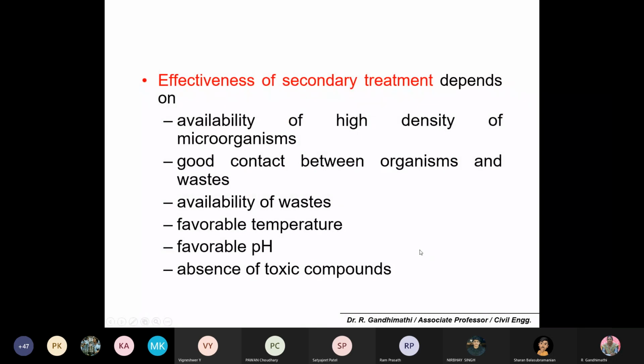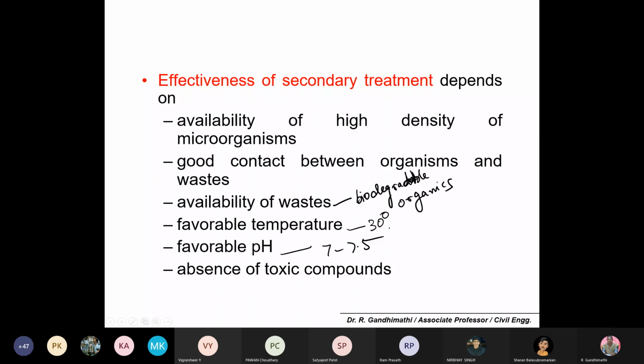Then the effectiveness of a secondary treatment system depends on the availability of a high density of microorganisms, good contact between organisms and the waste, and the availability of the waste. The availability of the waste is the biodegradable organics. Then favorable temperature and favorable pH. Generally we should maintain the temperature at 30 degrees and the pH within 7 to 7.5.